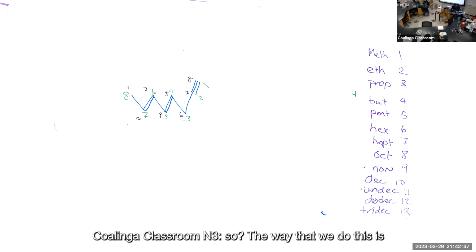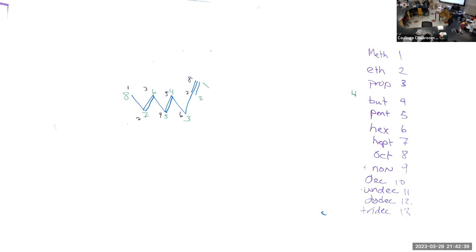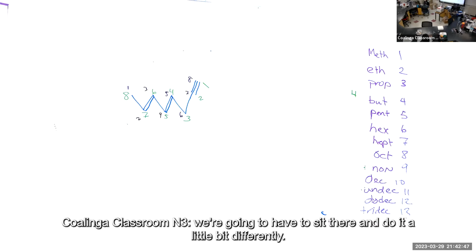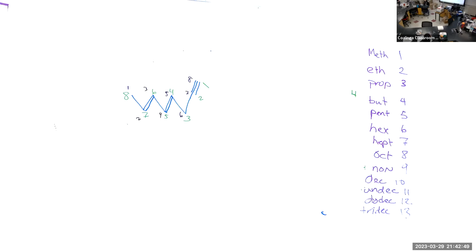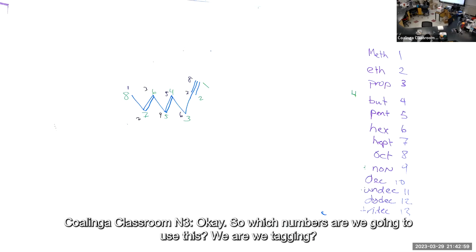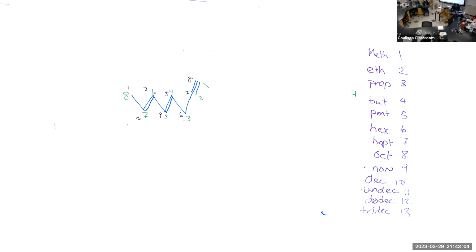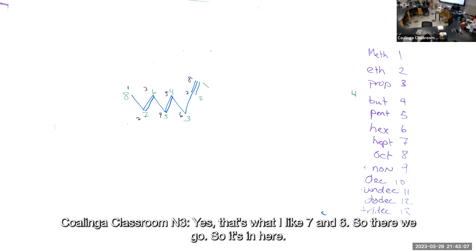Okay. So the way that we do this is we're going to have to do it a little bit different. We got to put the numbers internally. So how many double bonds do we have? Where are the double bonds located? 2 and 5. Okay, so which numbers are we going to use? Are we using the green numbers or are we using the black numbers? The green numbers, the lower numbers at the bottom. Yes. 7 and 6. So there we go.